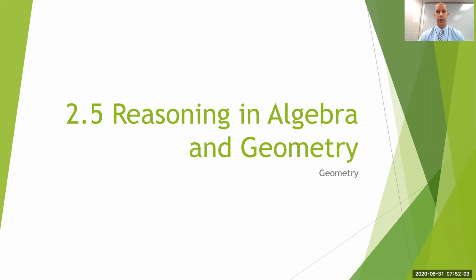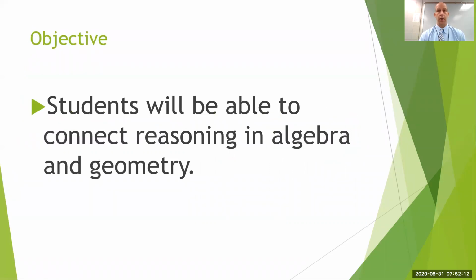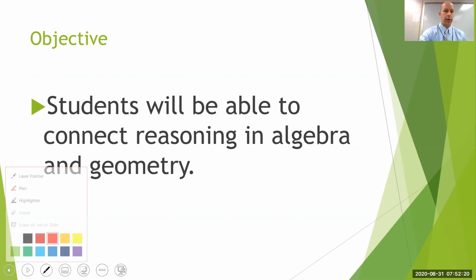Today we're going to look at section 2.5, which is on reasoning and algebra and geometry. Today's lesson is going to lean heavily on what we did in section 2.4, which covered the law of detachment and the law of syllogism. The objective today is for students to be able to connect reasoning and algebra and geometry.